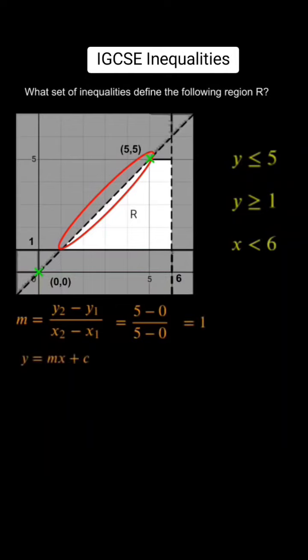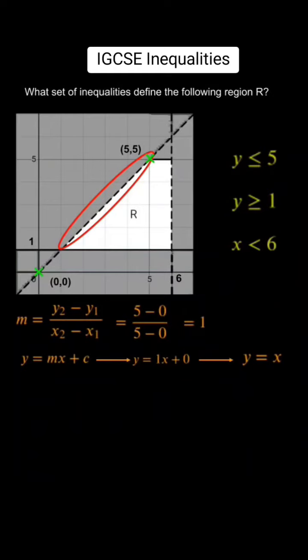Substituting into the equation of the straight line, y equals mx plus c, we know that it passes through the origin, so the y-intercept c must be 0. We get the equation y equals 1x plus 0, which is just the equation y equals x.